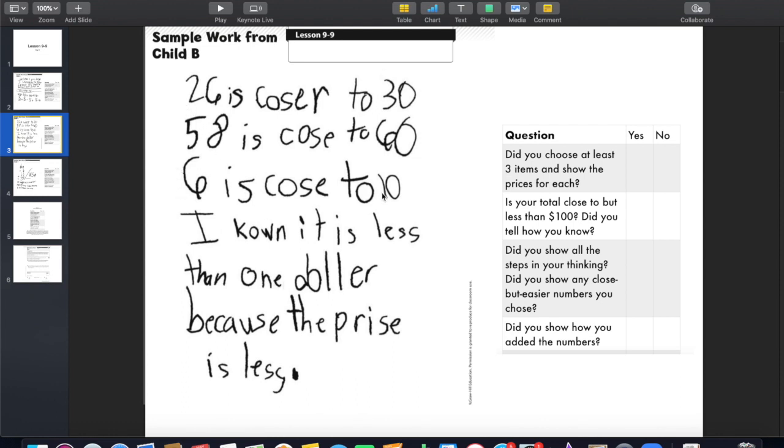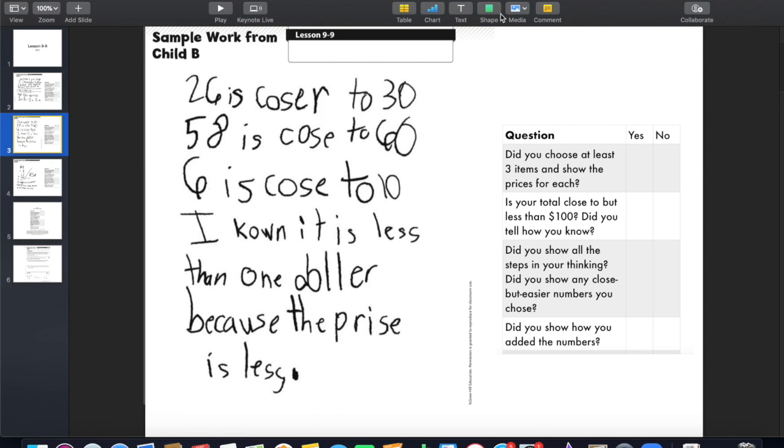And what I also notice is the student has selected items getting them close to $100, but not showing any type of number model. So if I were to add 60 plus 30 plus 10, it would get 100. And so since each of the actual prices are less than what they estimated, I know that the answer would then be less. So I don't think that explanation is clear here.